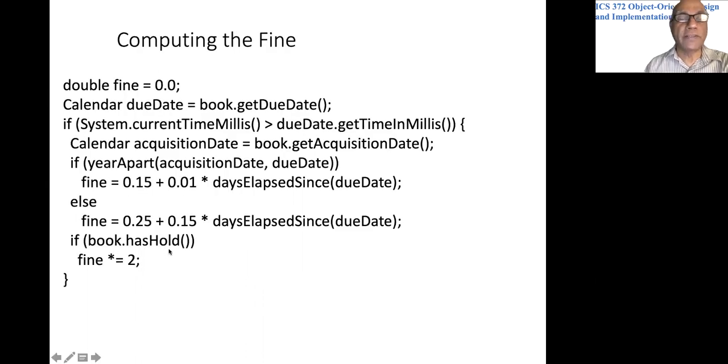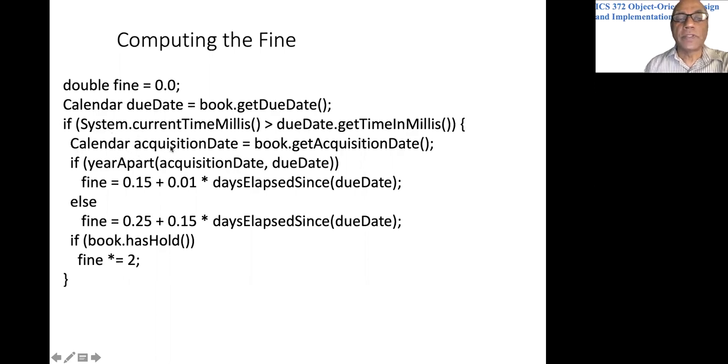Now we have the code for computing the fine. Double fine equals 0.0, and initially the fine is supposed to be 0. Then we get the due date from the book. Then we check what is the current time in millis and is it more than the due date. If so, this was returned after the due date. So we know that there is going to be a fine.